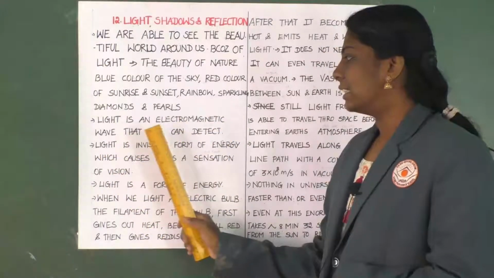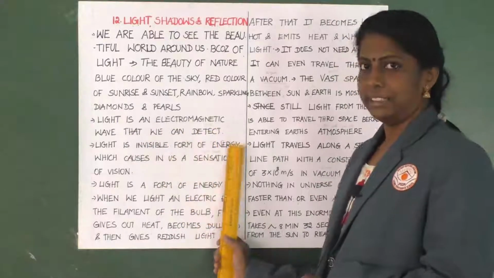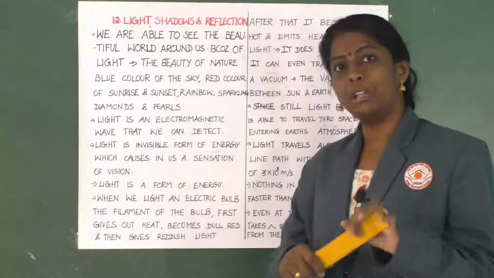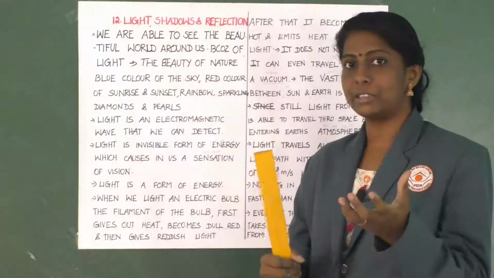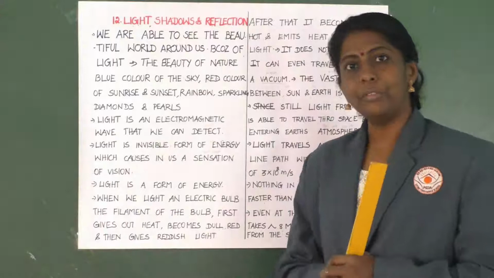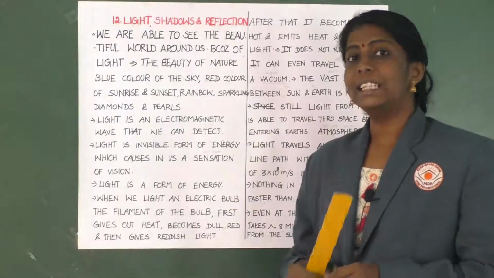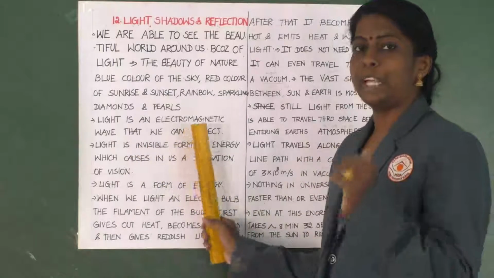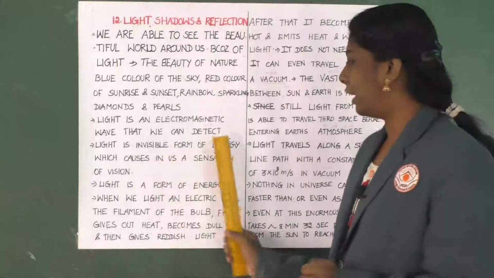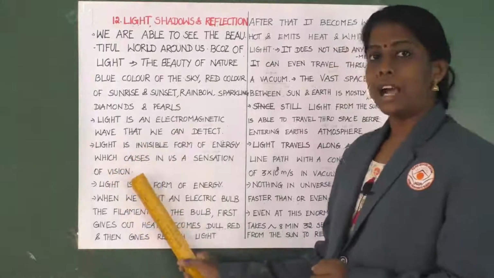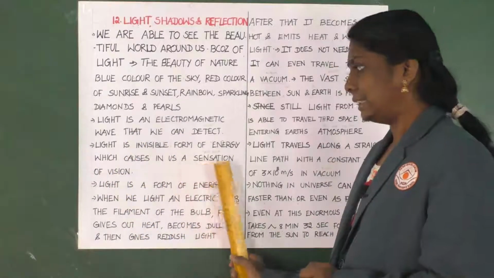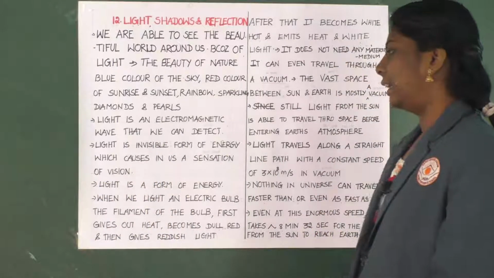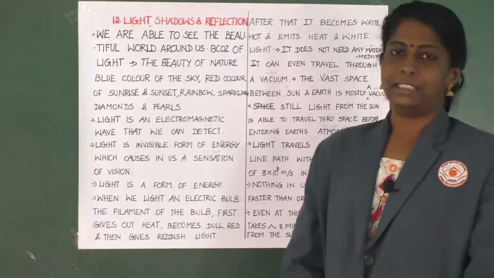Light is an invisible form of energy. We are seeing all the objects only because of the presence of light, but still it is an invisible form of energy, which causes in us a sensation of vision. Clear?